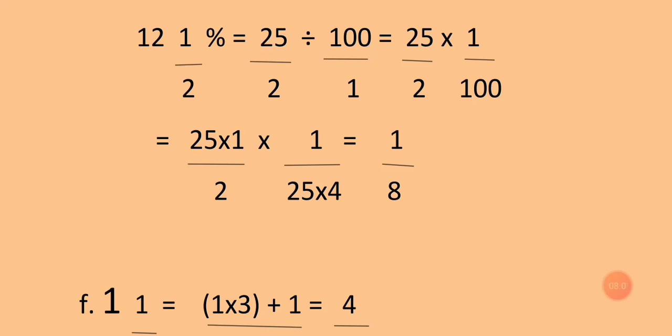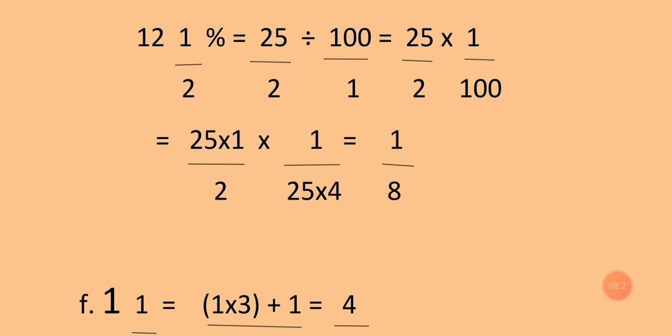We have to use common factors of the numerators and the denominators to divide, so that whatever answer we are getting will be the lowest term, the lowest fraction. So 25 is a common factor, a highest common factor of 25 and 100.